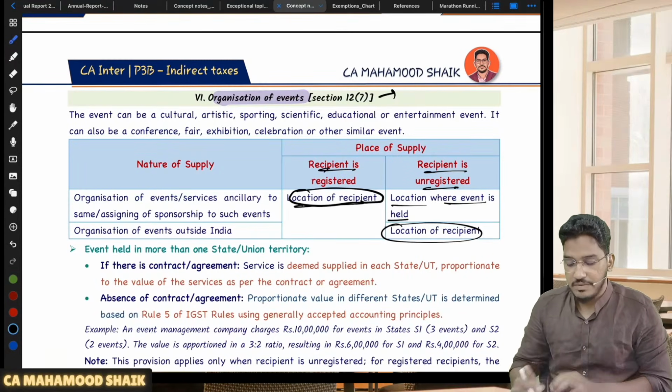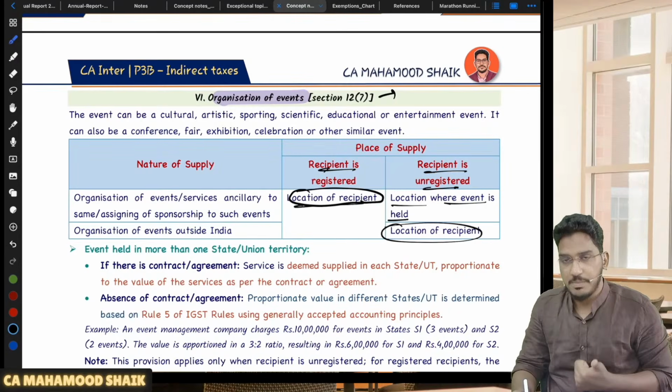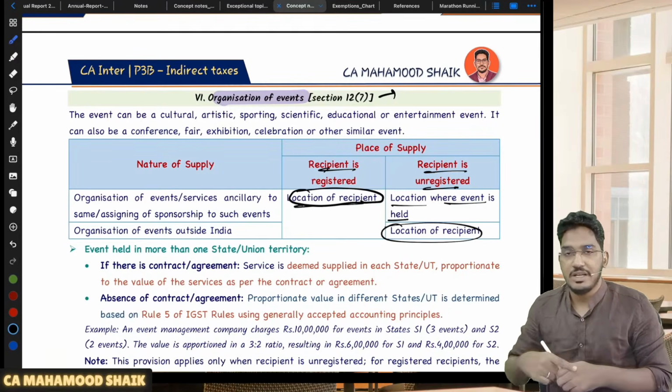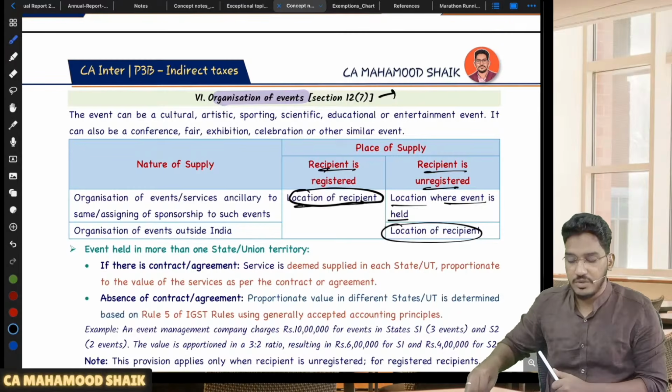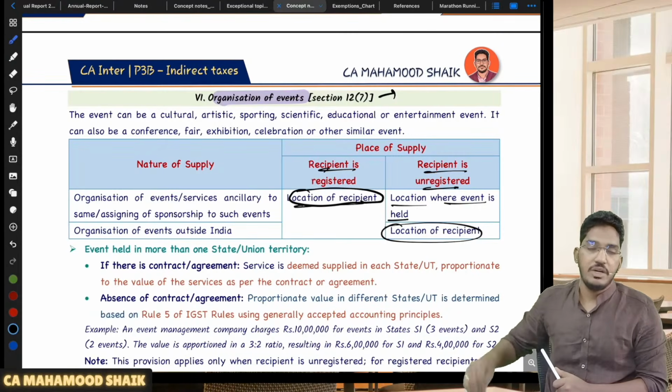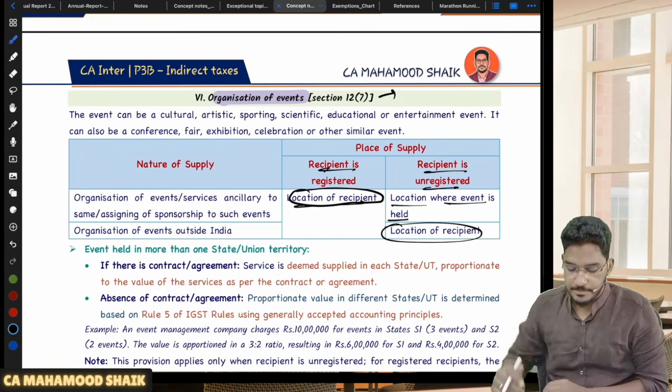So that's what they say here. In case of organization of events, if the recipient is registered, location of the recipient. If the recipient is unregistered, then we have to check where the event is held. If the event is held within India, location of the event. If the event is held outside of India, the location of the recipient will become the place of supply.